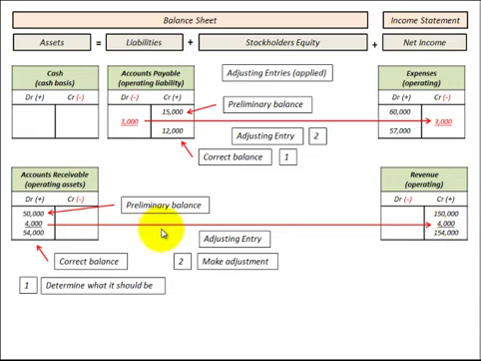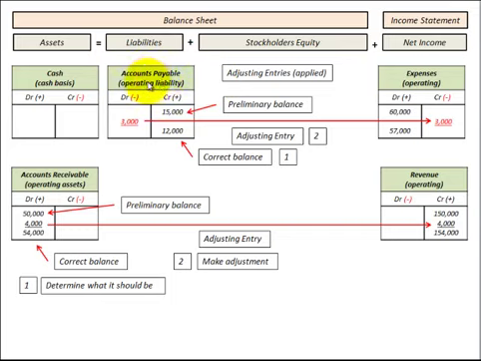So to make these adjusting entries, you have to make the adjustment on your balance sheet to whatever revenue or expense account it represented, and then the same adjustment has to be made on your income statement to the appropriate revenue or expense account.